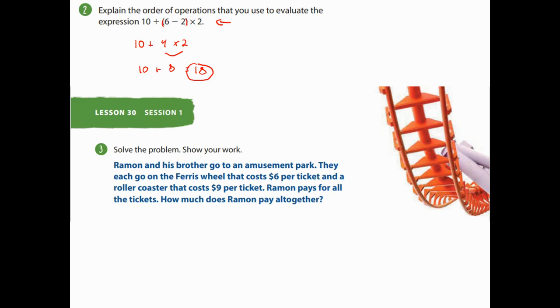Now, Ramon and his brother go to the park. They each go on a Ferris wheel ride. So I'm going to write Ramon, brother. Ferris wheel costs 6. And then the roller coaster costs 9. So again, it says Ramon pays for everybody, for him and his brother, for both of those things.